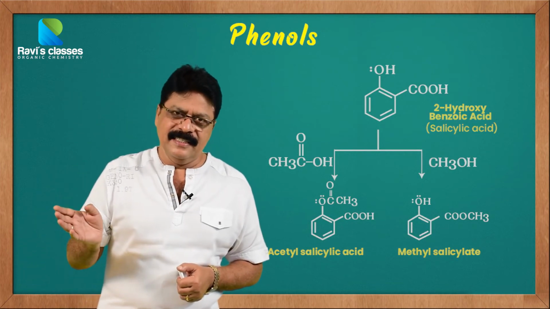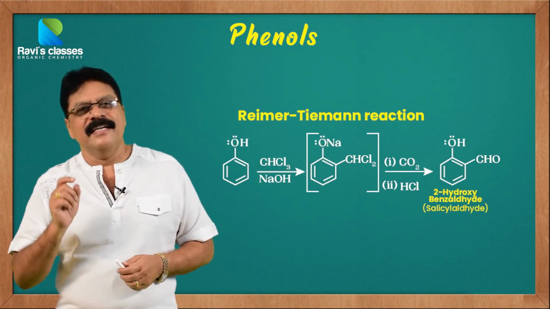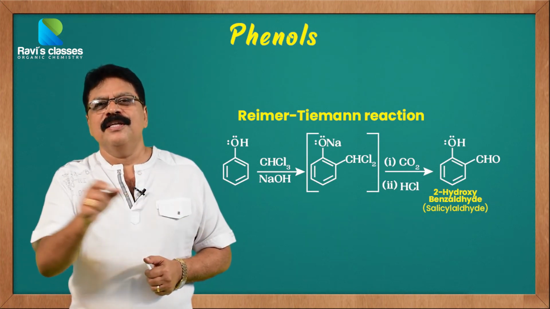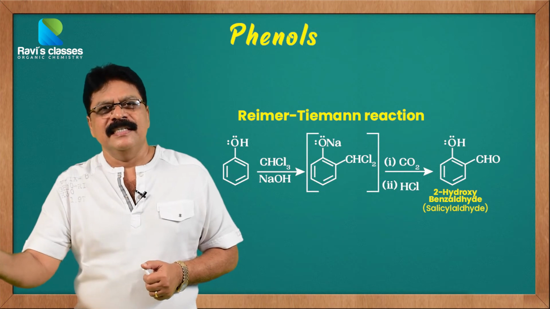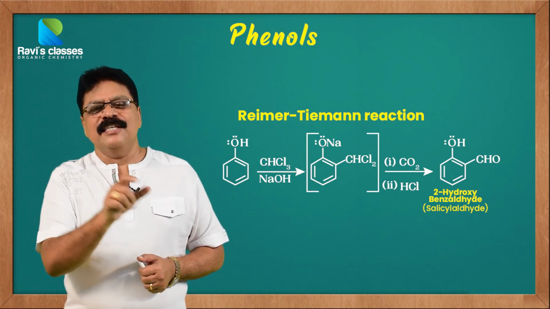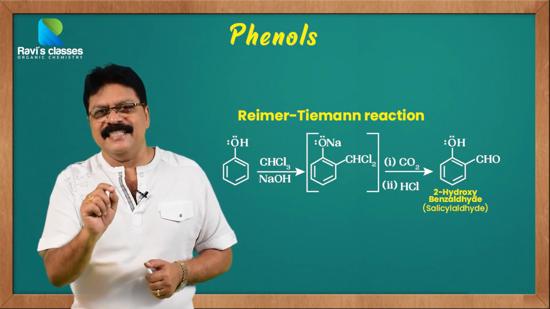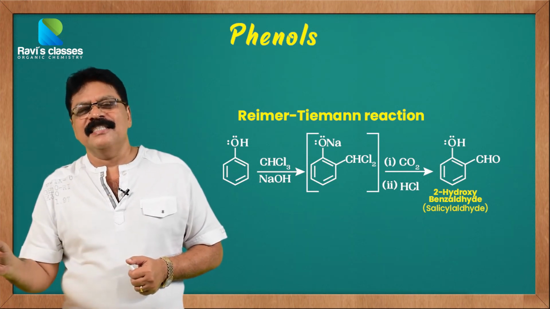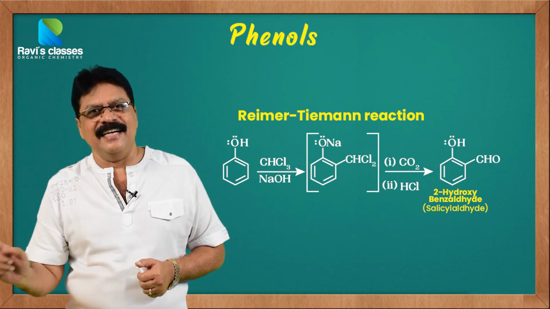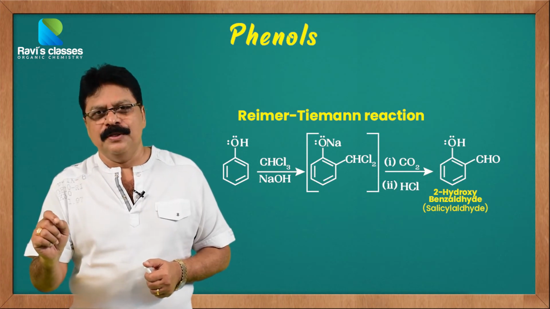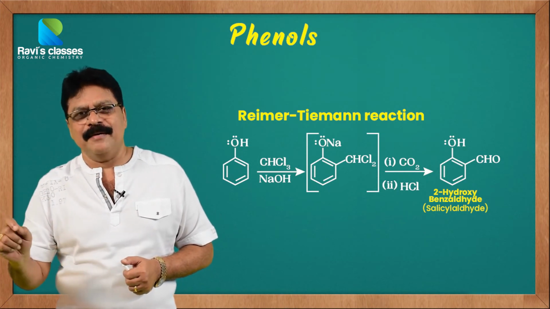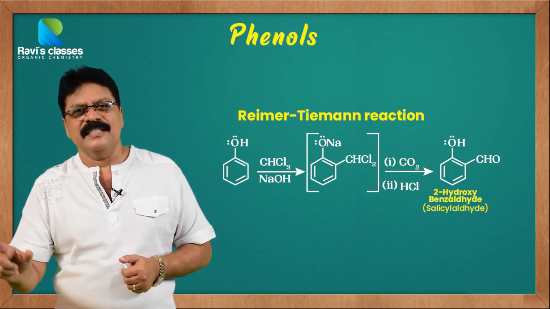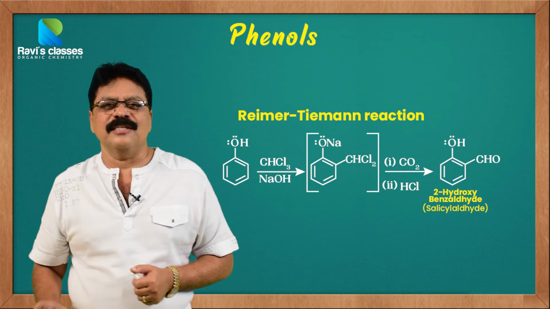Another interesting reaction is the Reimer-Tiemann reaction. Reimer-Tiemann reaction makes use of phenol with chloroform in the presence of NaOH. When phenol is treated with chloroform, that is CHCl3, the product is salicylaldehyde. It is CHO. So, this reaction is called as what? Reimer-Tiemann reaction. So, phenol, CHCl3 in the presence of base results in the formation of ortho-hydroxybenzaldehyde.